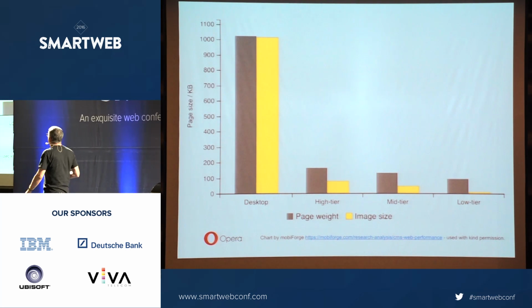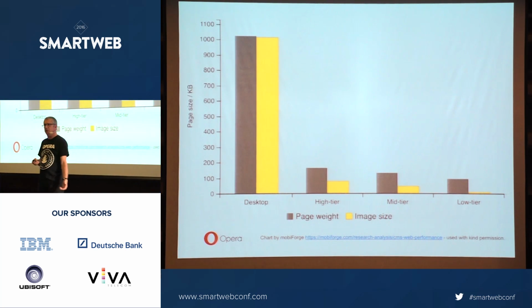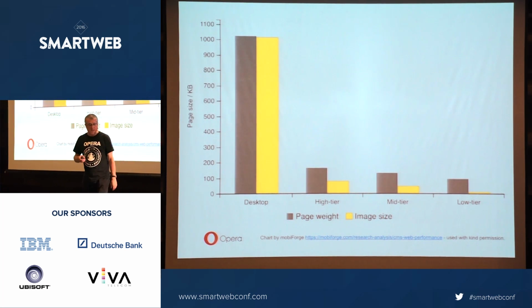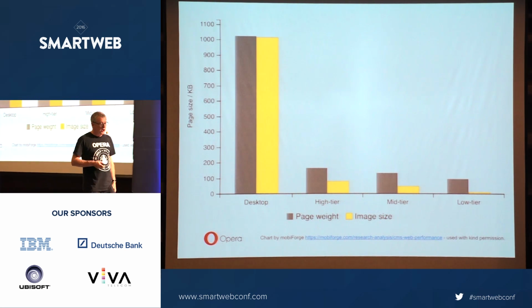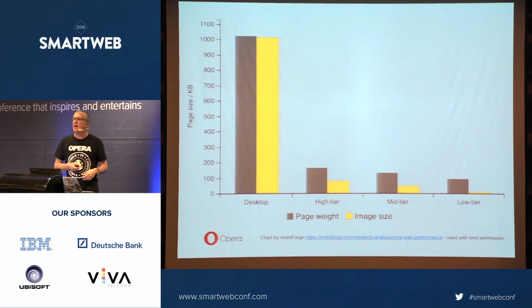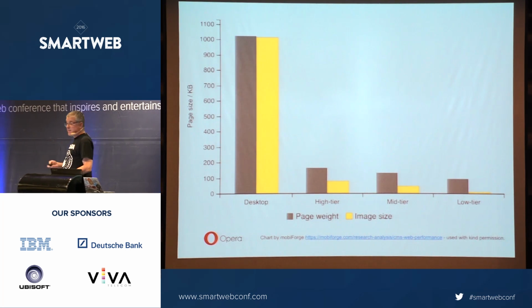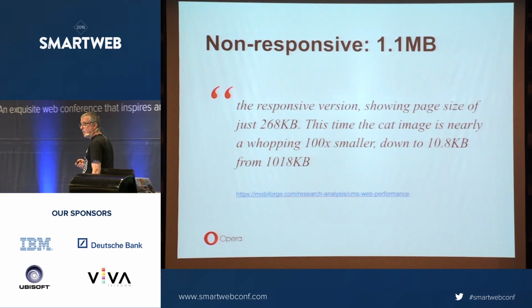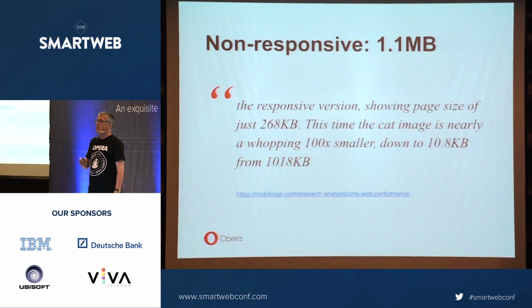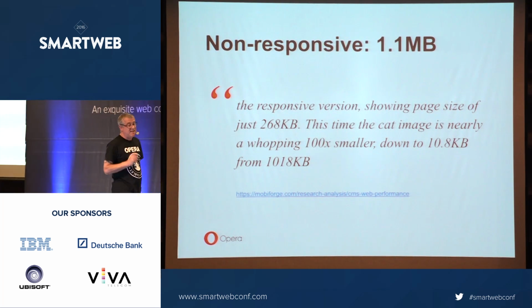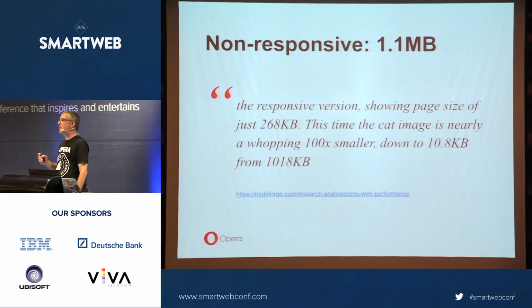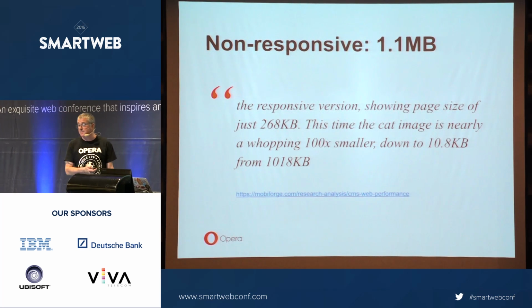Some guys from MobiForge who do M.dot websites did some research. They made a WordPress site with a 1 megabyte image and made it a 2.4 megabyte page, because that's the normal size web page, as we've seen. They saw the non-responsive version was 1.1 meg, the responsive version was 268K. The cat image they used was 100 times smaller. It went down to 10K from a megabyte just by using responsive images. This is a significant saving.